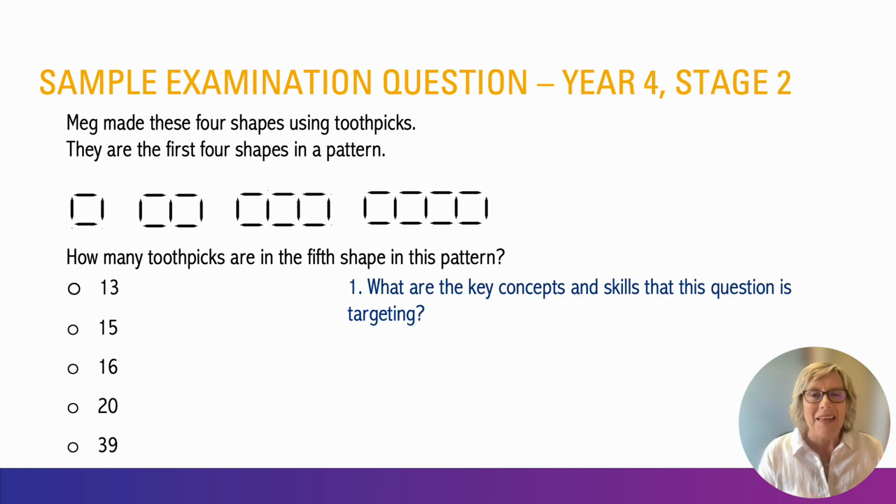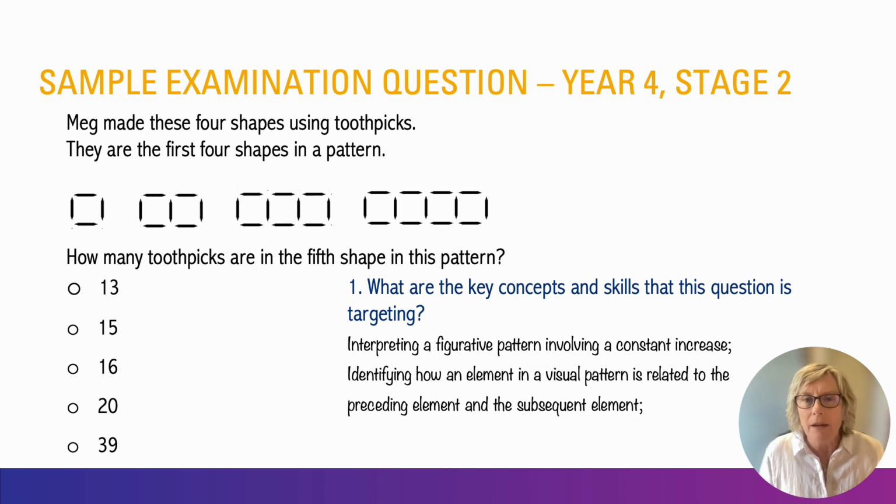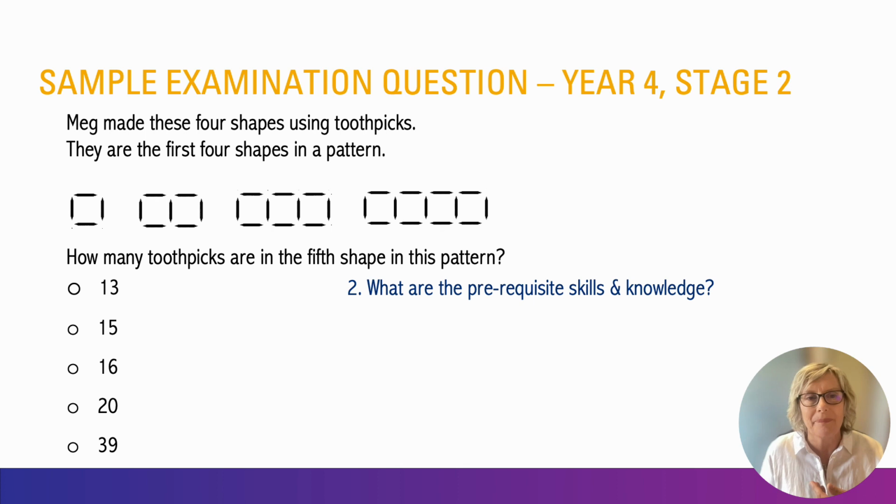Well, welcome back. Now, the key concepts and skills assessed in this question would include interpreting a figurative pattern involving a constant increase, identifying how an element in a visual pattern is related to the preceding element and the subsequent element, and finally, applying effective addition strategies such as counting on. The prereq skills and knowledge would be skip counting from any point, forwards and backwards, and counting collections.